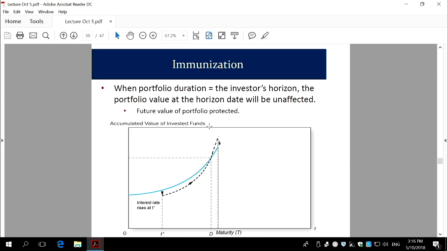This curve just mathematically shows you that if you match duration with your horizon, then interest rate fluctuations are not going to affect your future cash flow anymore. Just like was said here, the future value at the horizon date would be unaffected if those two are equal. In other words, the future value of your portfolio is protected. So that's one way to use duration.